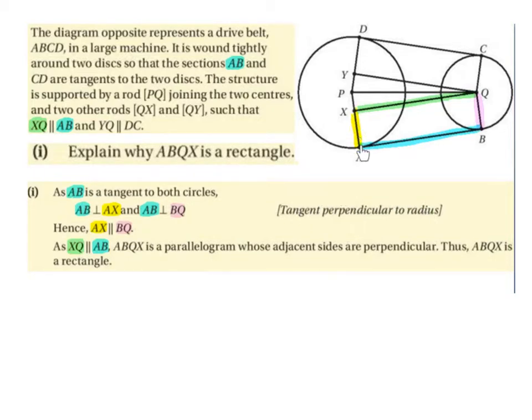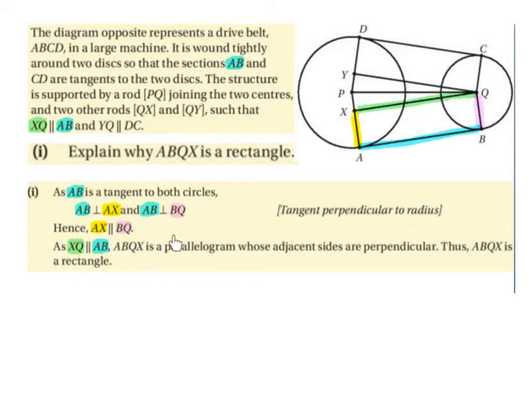So PA is the radius of the larger disc, and XA is a section of that line. So if PA meets AB at a right angle, then XA also does. And likewise for the smaller disc. Hence, AX is parallel to BQ, because these are both 90-degree angles. As XQ is parallel to AB, so XQ in green is parallel to AB in blue, and that was given to us in the question.